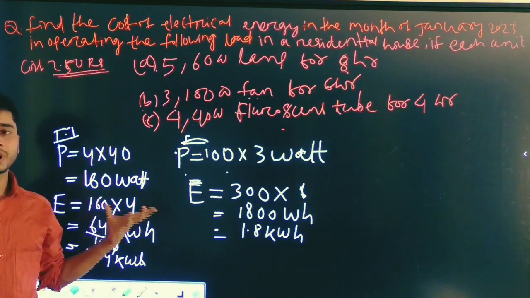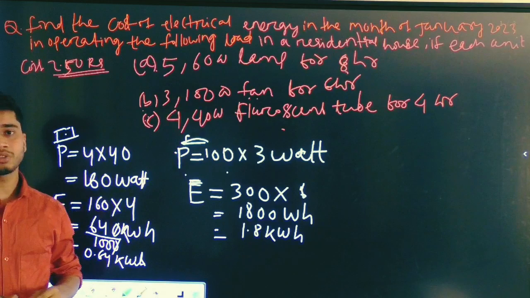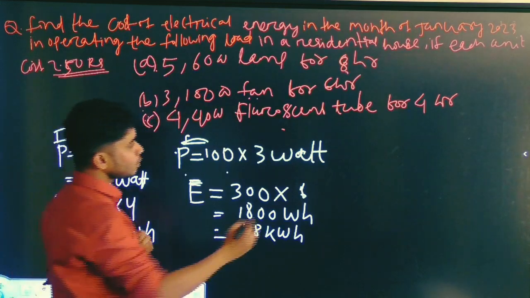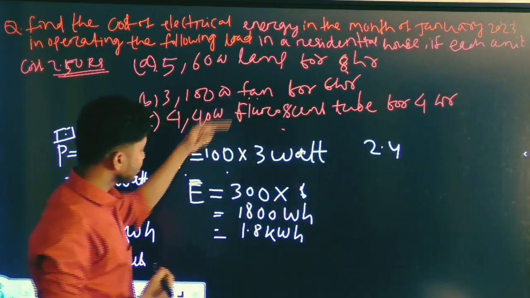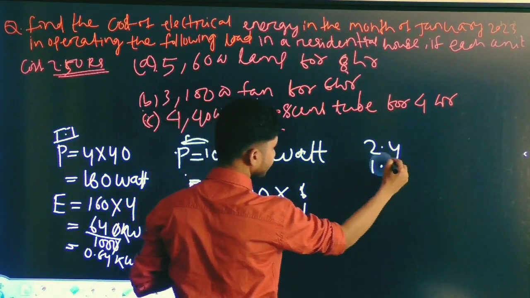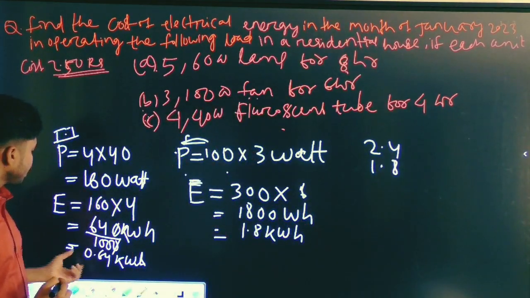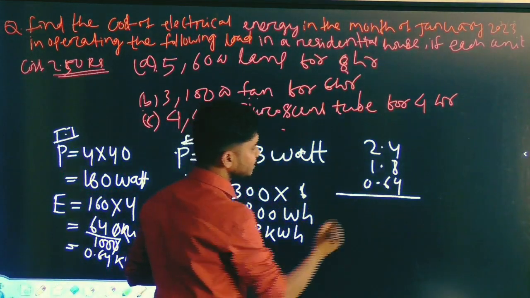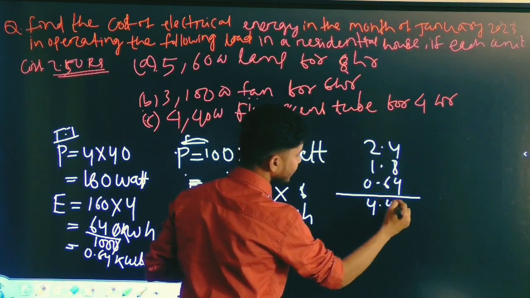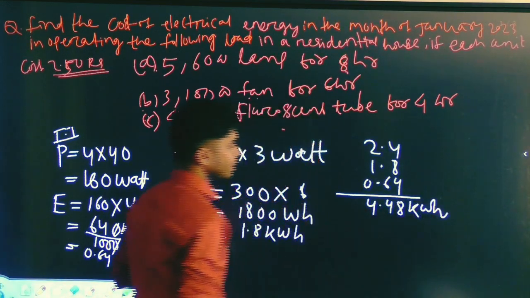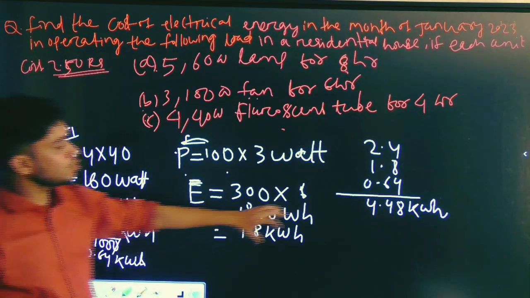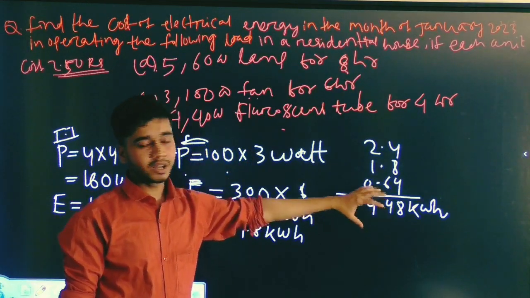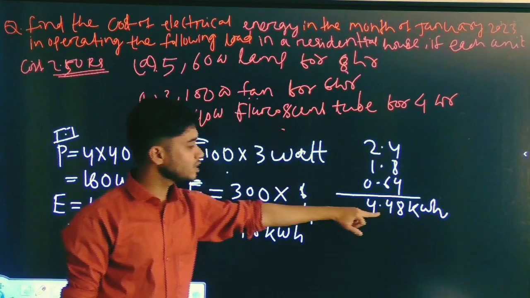Now, what is the total amount of energy consumed by these loads in one day? Very simple. We know that the lamp consumed 2.4 kilowatt hour. The fan consumed energy 1.8 kilowatt hour. And the fluorescent tube consumed 0.64 kilowatt hour. So if I add all these, it is basically 4.84 kilowatt hour. This is the amount of energy consumed by these loads in one day.